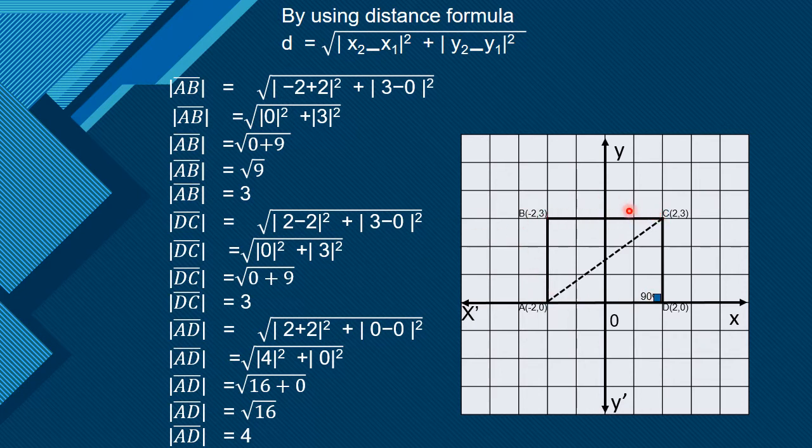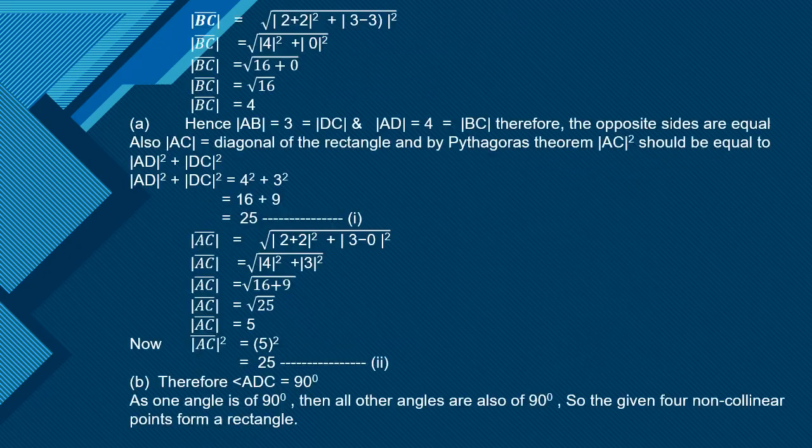If it's also 4, it means the opposite sides are equal in length. So students, we found BC as 4. So here we have observed that the distance AB and CD is equals to 3 and the distance AD and BC is equals to 4. Therefore, the opposite sides are equal. So the first condition is fulfilled here.